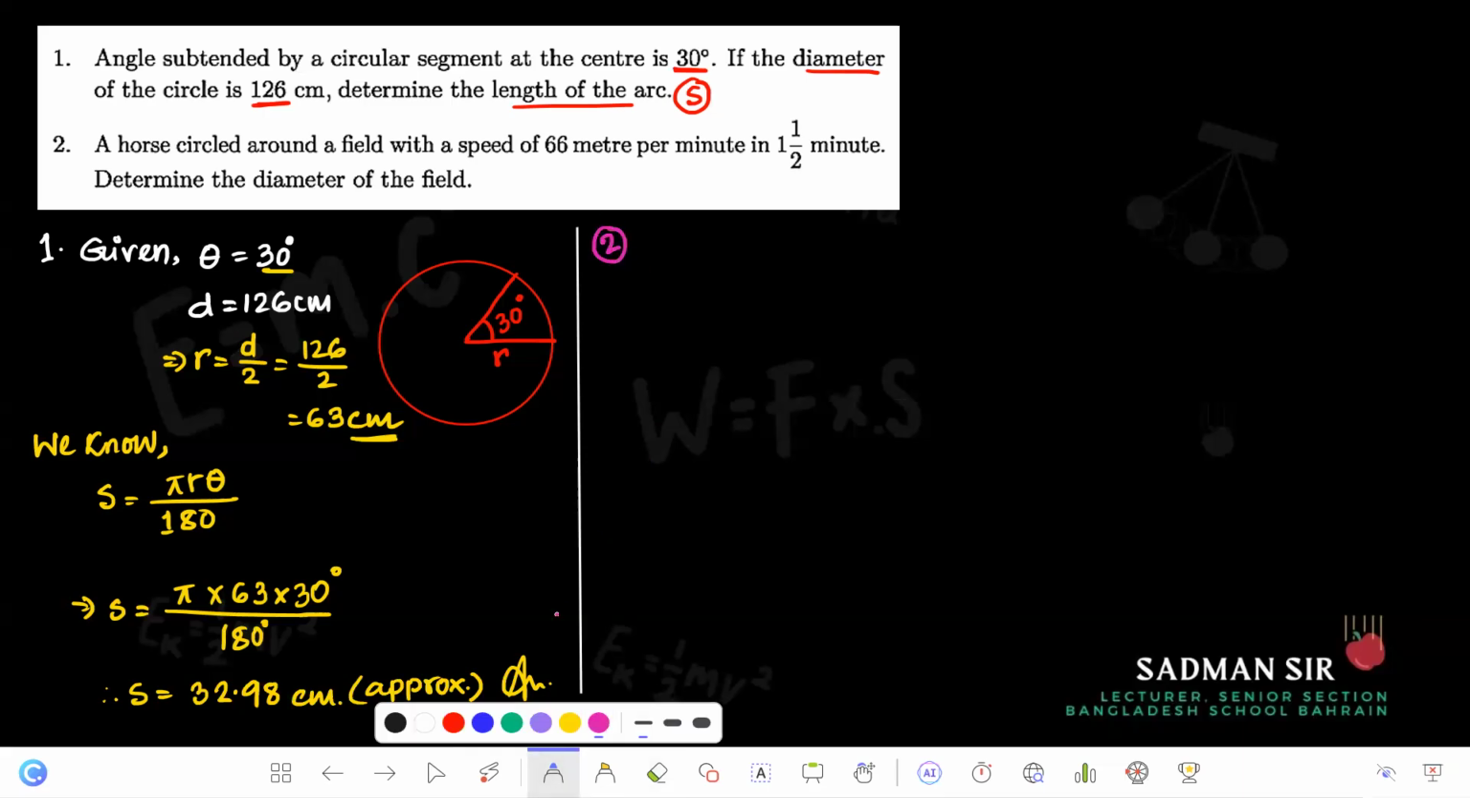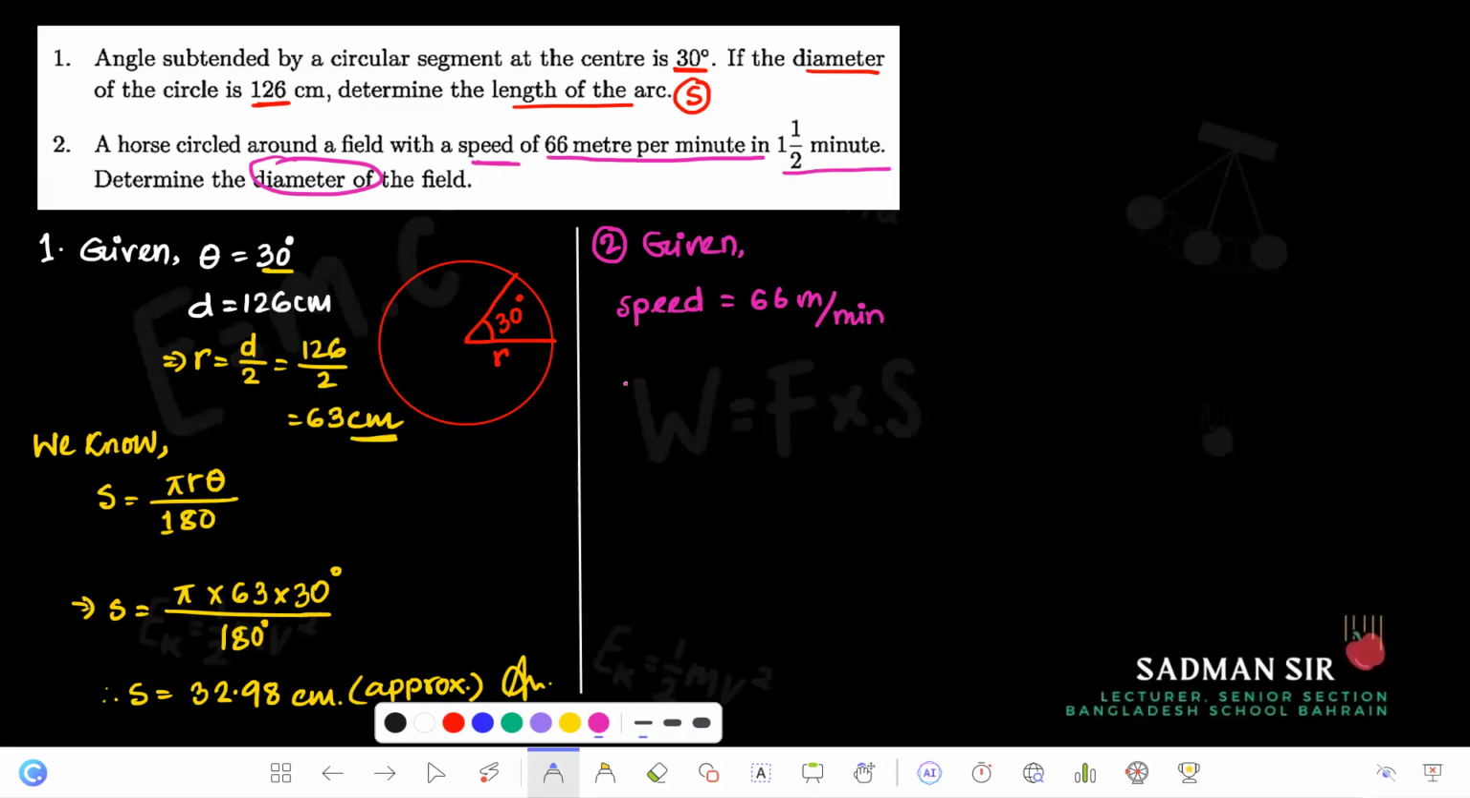Okay, question number two. See, a horse circled around a field with a speed of 66 meter per minute in 1.5 minutes. Determine the diameter of the field. So what is the given information? Given: speed is equal to 66 meter per minute. Normally the unit is meter per second, but here they have mentioned meter per minute. No problem, we can deal with it.